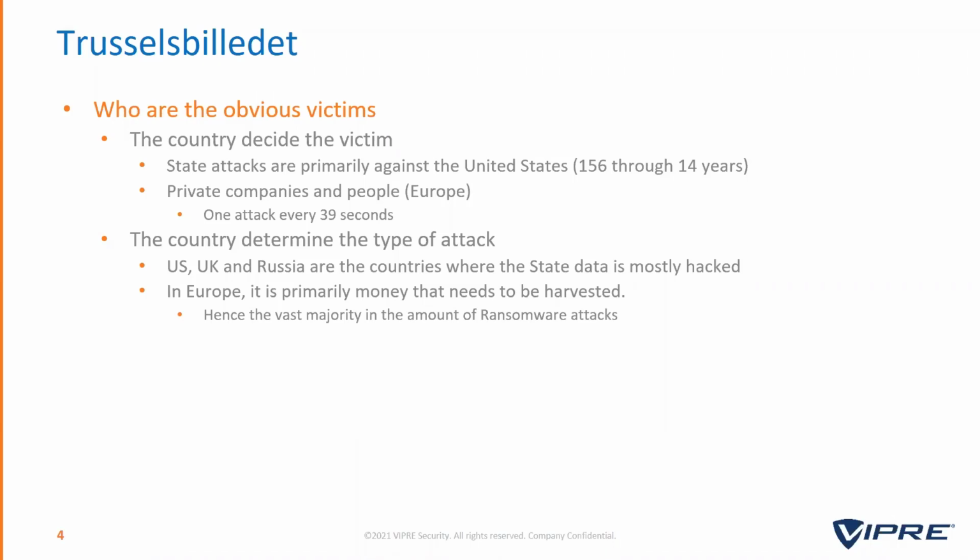So by determining the attack, as mentioned, you can see that the US, UK, and Russia are the countries where state data is most likely hacked. And if we take out the US and UK, which are the top two countries getting hacked by Chinese, by the way, then the US stands for, of course, the largest amount with 156. The UK actually comes in second place with 46. But Russia only has 11 over the last 14 years. That's not that much, but it's still third place.